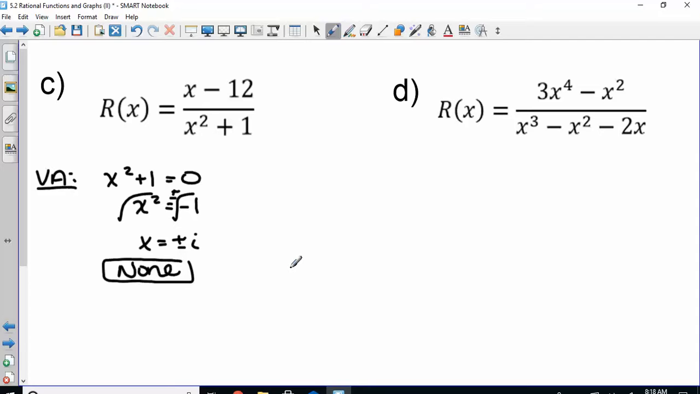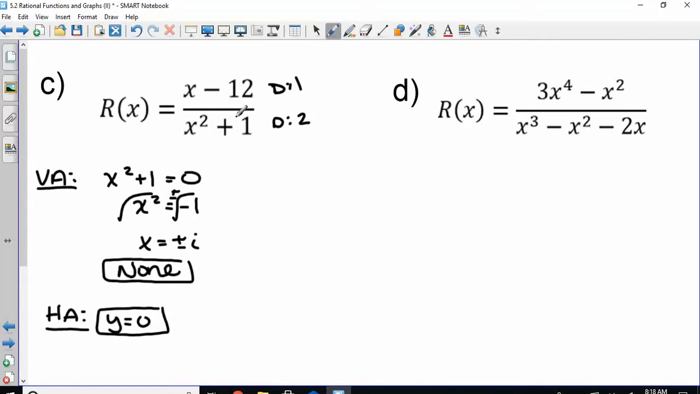Alright, decide horizontal or oblique. So degree of the top, bottom. Alright, if the top is smaller, it's a horizontal. And the rule is just y equals, look back at your rules, the first one. If the degree on top is smaller, it's an automatic y equals 0.